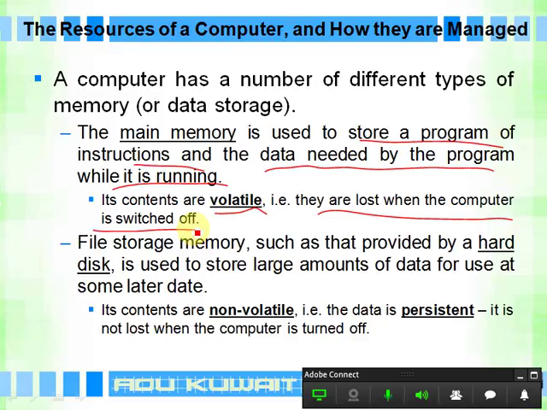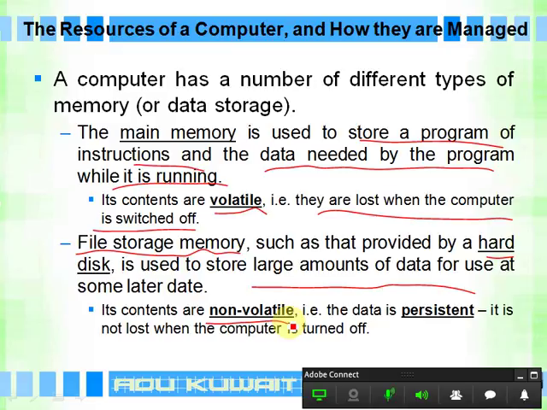The other is the secondary storage memory, called file storage memory, for example, hard disk, flash drive, or CD, DVD. These are all secondary storage, and they are used to store large amounts of data, like in GBs, which can be used later. It is non-volatile memory. It means even if you switch off the computer, tomorrow when you turn it on, you will find the data which is in the hard disk. That's why it is called non-volatile.